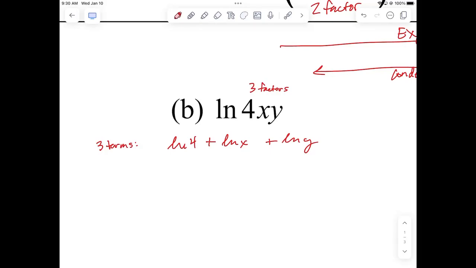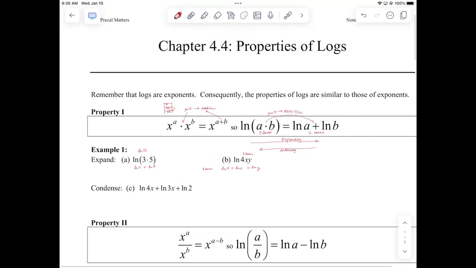Would you agree? Instead of trying to eat 4xy in one big bite, one big term with 3 factors, we could break it into 3 smaller bites. The 4, the x, and the y. Take those separately and then add their results together. Pretty easy little property, huh?